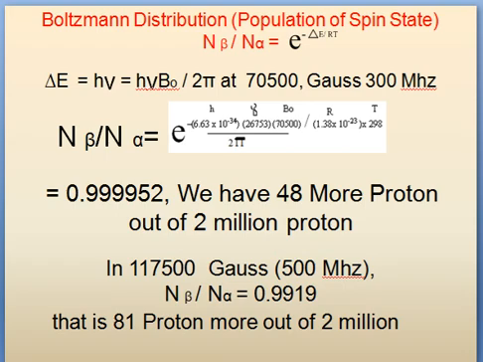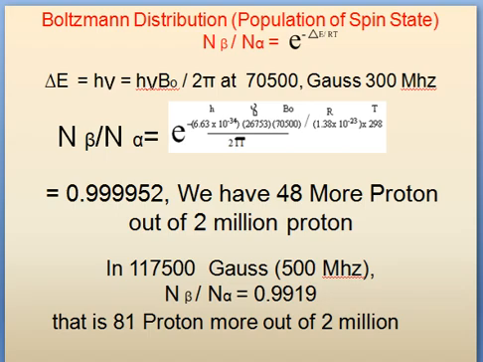81 protons will give a particular signal. We are discussing a single peak. So for a single peak, if there are 2 million protons, only 81 protons give that peak. This is the calculation from the Boltzmann distribution.